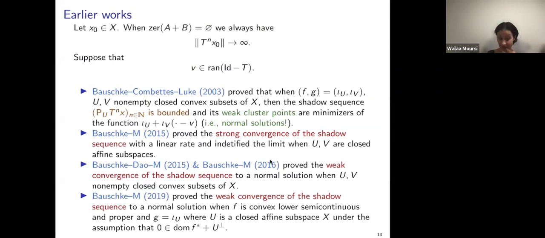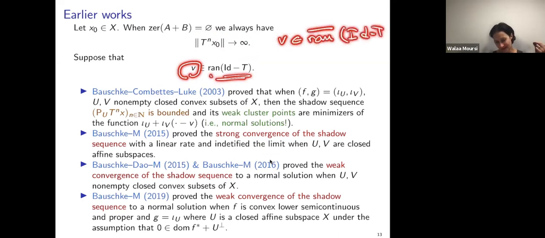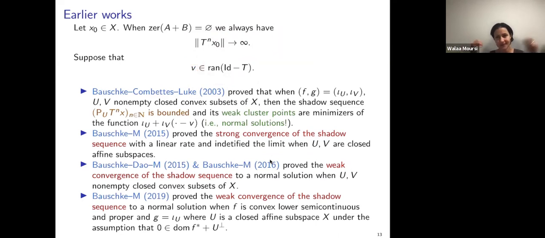So again, that was the motivation behind the static framework of the normal problem, but there was another motivation because there were some promising results earlier. So let me remind you that when the set of zeros is empty, it's actually known in fixed point theory that the iterates T^n x will diverge to infinity. However, we assume that the vector V is attained in the range of identity minus T. So by definition, V is in the closure, but I'm going to be a little bit more greedy and assume that it's attained, so it's not just in the closure, but in the set itself.